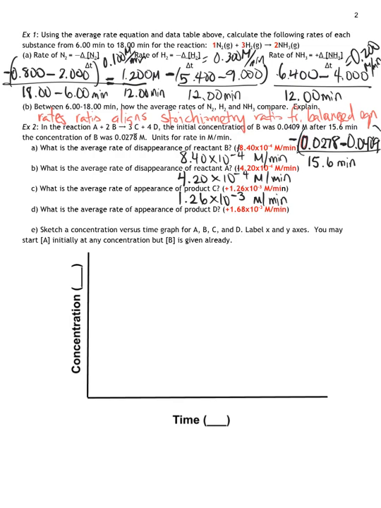And then for D, D is going to be twice that of B, so let's do twice of B. If you double B, you get 1.68 times 10 to the negative third molarity per minute.